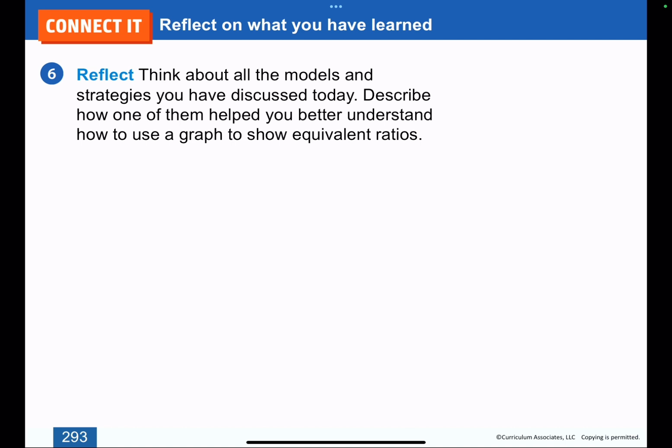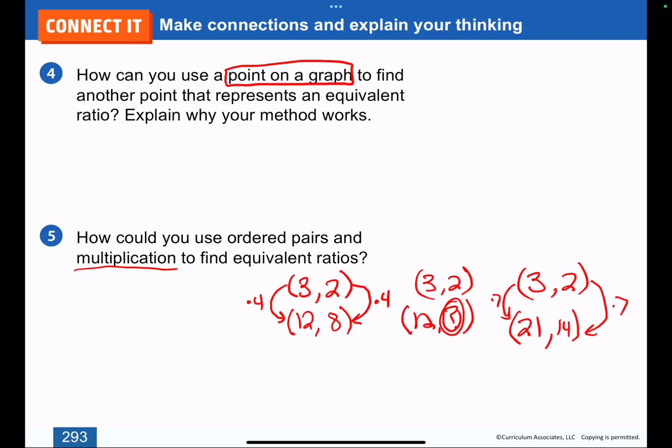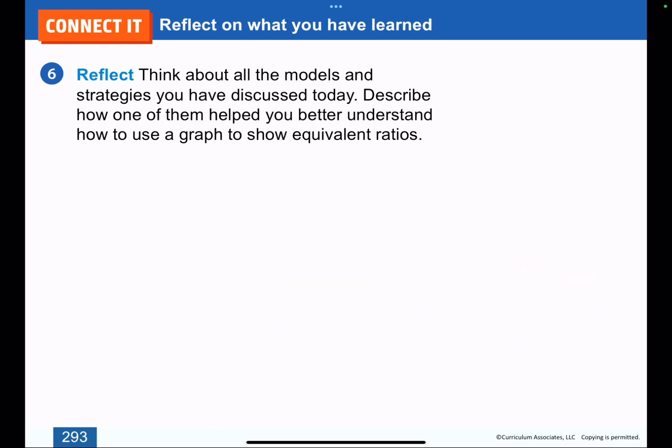I'll go ahead and let you pause the video here to think about all the models and the strategies we discussed. Describe how one of them helped you. Did the table help you more? Did the graphing help you more? Does multiplying these ordered pairs help you more? And just talk about how that helps you understand what we discussed today.